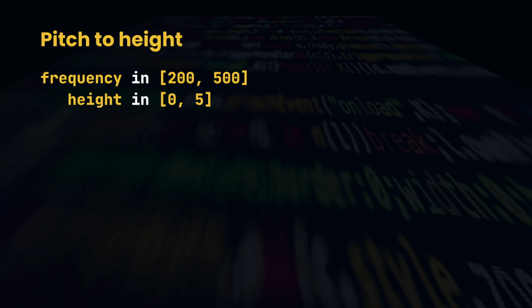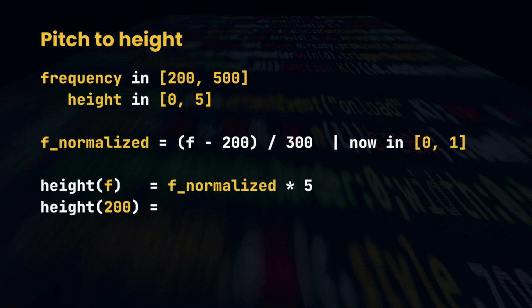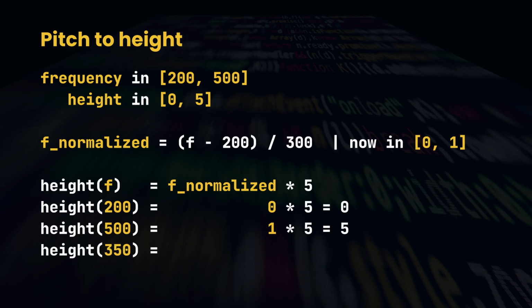To do so, I suggest we start by normalizing the frequency: subtract the minimum value and divide by its range of 300. Now, it's a value between 0 and 1. To accomplish a linear mapping, we can multiply that value by 5, our height range. For the minimum frequency of 200, we get 0 multiplied by 5, so 0. For the maximum frequency of 500, we get 1 multiplied by 5, so the height is 5. For the middle frequency of 350, we get a half multiplied by 5, so 2.5.